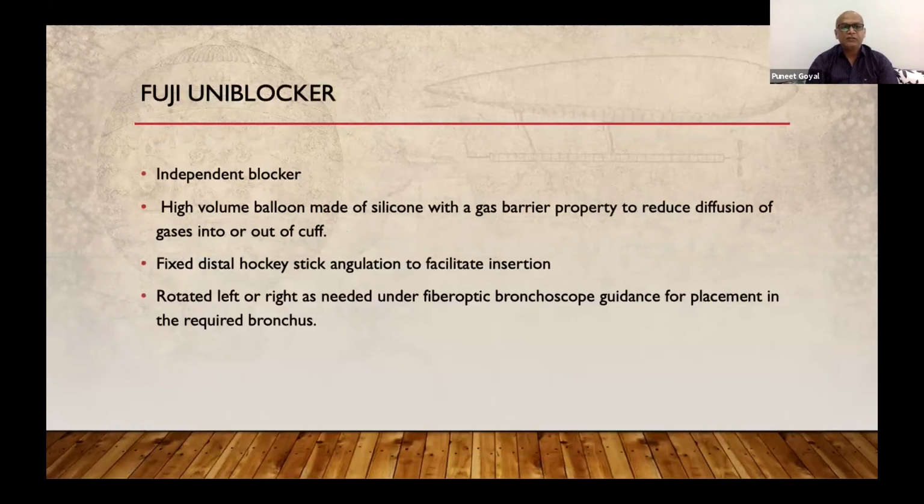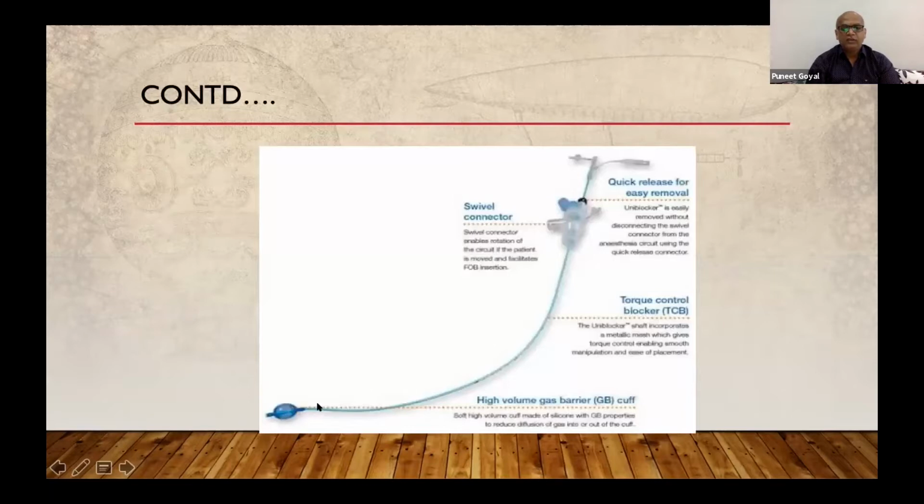Then third is the Fuji Uniblocker. It is again an independent blocker. It has a high volume balloon made of silicone, which has a gas barrier property to reduce the diffusion of gases into and out of the cuff. So during prolonged one lung ventilation, the cuff pressure will not change. There is a fixed distal hockey stick angulation to facilitate the insertion. So you can see this is a Fuji Uniblocker.